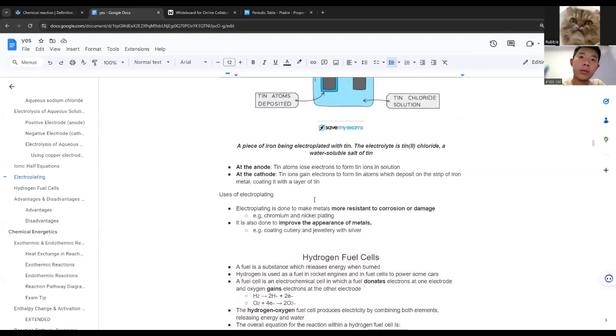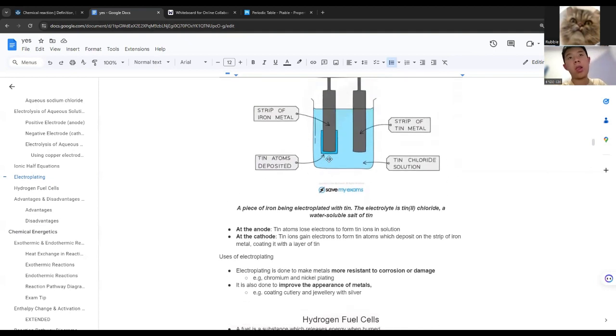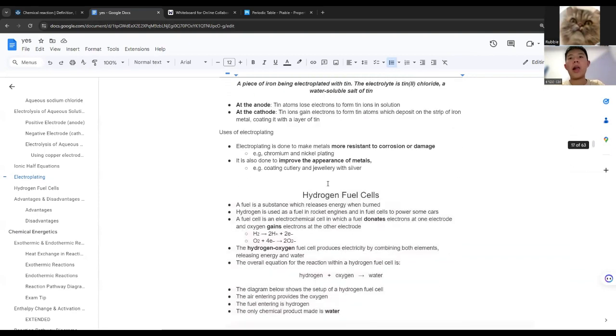Anode, yeah, this is losing electrons. The tin ions gain electrons to form tin atoms, which are on the iron. Yeah, that means the tin is already coating the iron.